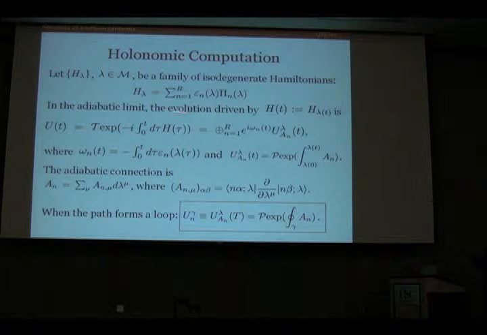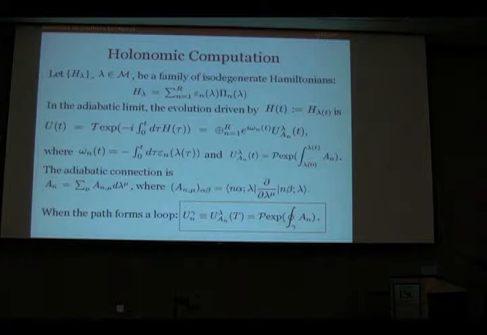Let's imagine that you have a family of Hamiltonians dependent on some parameter lambda in a manifold, and that it is isodegenerate. That is, there are no splittings or crossings of energy levels. If the parameters are slowly varied with time, such a Hamiltonian will give rise to an adiabatic evolution where each eigenspace evolves decoupled from the others. So the net result will be a unitary evolution of this form, where we have a dynamical phase for each block and a unitary transformation inside each eigenspace, which is given by the following expression.